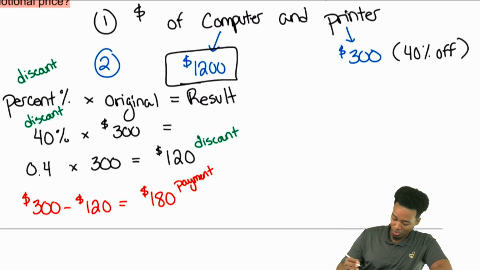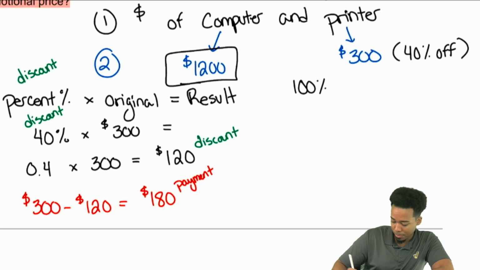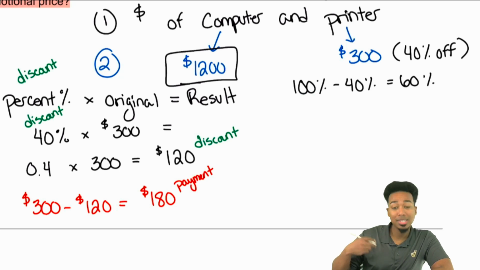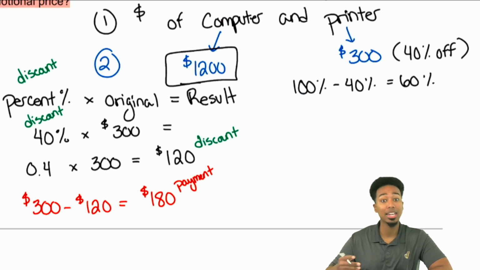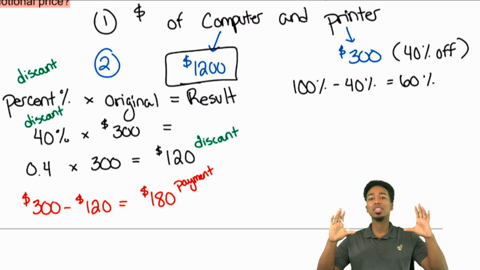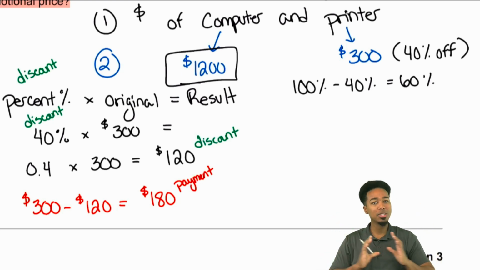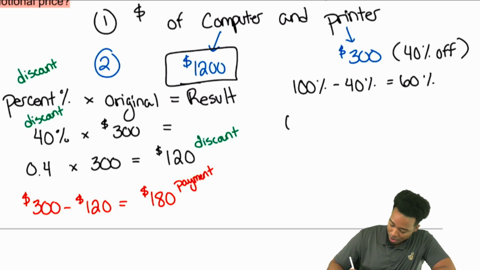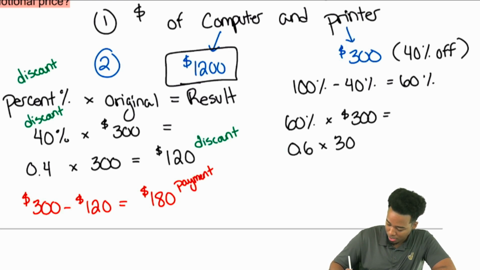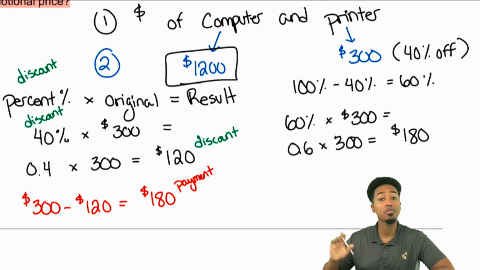If I start with the original 100% and I have a 40% discount, 100% minus 40% equals 60%. 60% is what I'm paying. Again, I was originally supposed to pay 100%, but then I got a 40% discount, which means I only pay 60%. So if I apply this, my party people, look at this. 60% times the 300, what's that going to be? Well, that'll be 0.6 multiplied by 300, and that'll give me, look at that, 180 from the very get-go.